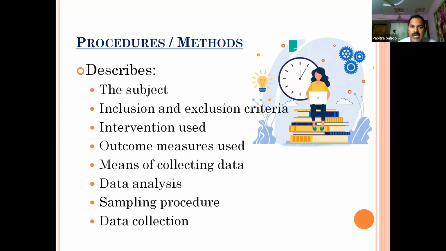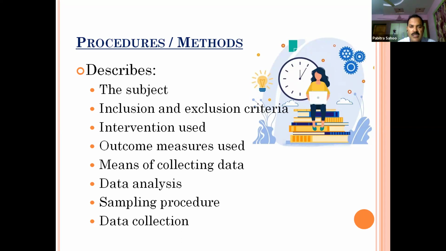Inclusion and exclusion criteria. Then, what intervention you have used? Is it an observational study? Is it an interventional study? Is it a quasi-experimental study? So what intervention you have used, that you have to mention.